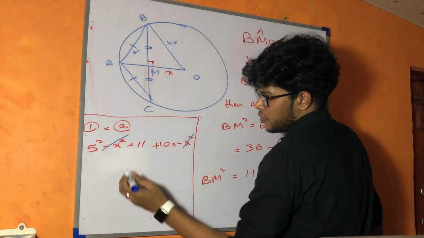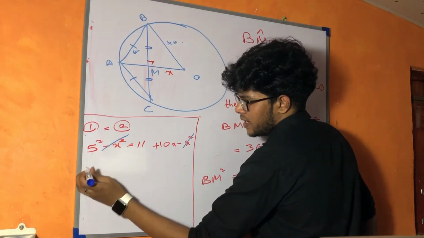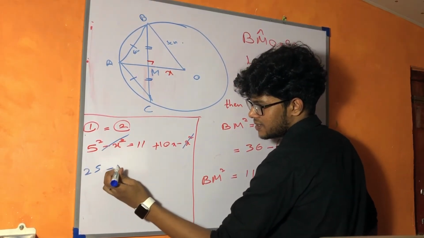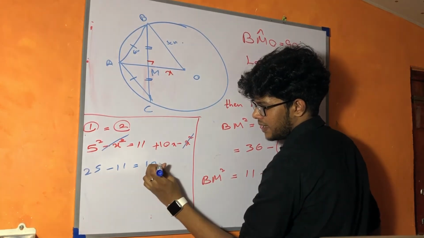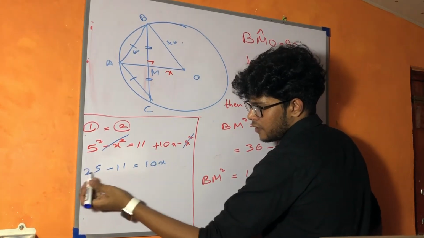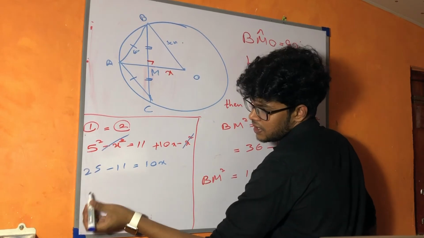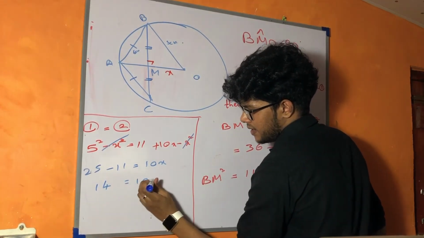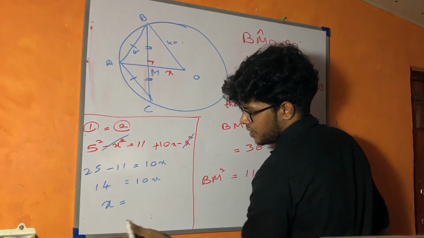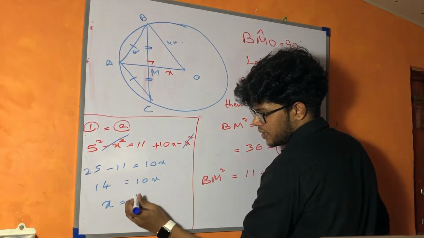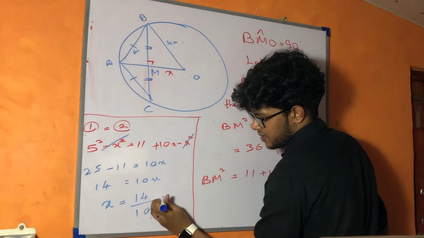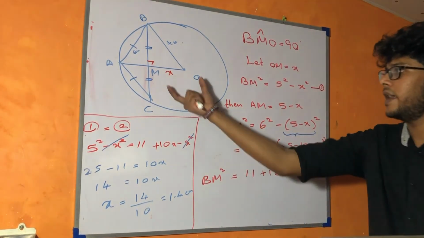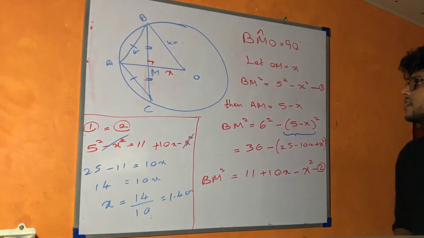Then on this side you have 25, right, 5 squared means 25. Then you take 11 to the other side. Minus 11 is equal to 10x. Then 25 minus 11 is how much? 14, right? Then equal to 10x. Then x is going to be equal to 14 divided by 10, which is 1.4 centimeters. So x is 1.4 centimeters.